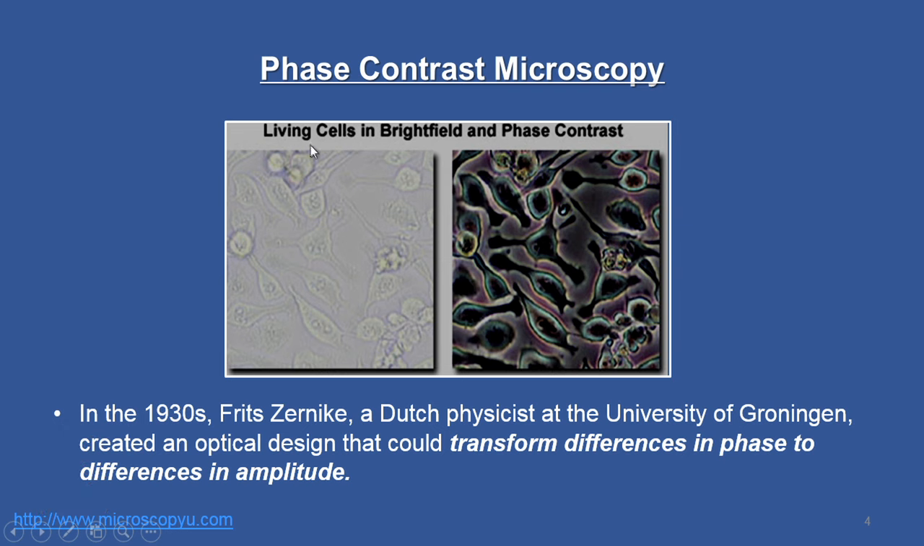This is again a very nice micrograph taken from this website. I just brought this to give you the idea of what kind of contrast enhancement one gets when you go to the phase contrast microscopy. A brief introduction: in the 1930s, Fritz Zernike, a Dutch physicist at the University of Groningen, created an optical design that could transform differences in the phase to differences in amplitude.